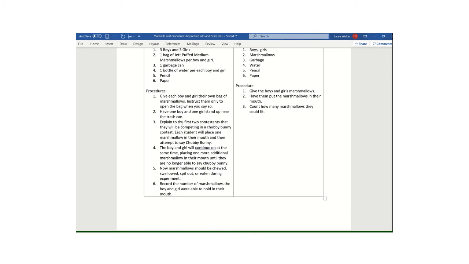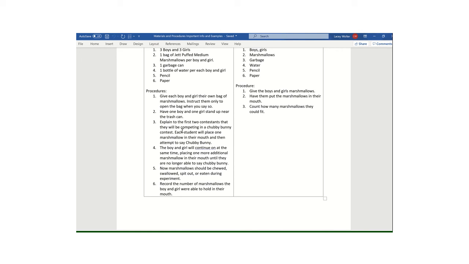Then we move down to the procedures, right? And you'll notice it says step number 1, give each boy and girl their own bag of marshmallows. Instruct them to only open the bag when you say so. Over here, it just says give them the marshmallows. So again, the more specific you can be, the better. Have 1 boy and 1 girl stand up near the trash can. Step 3, explain, okay? I will let you read through this.